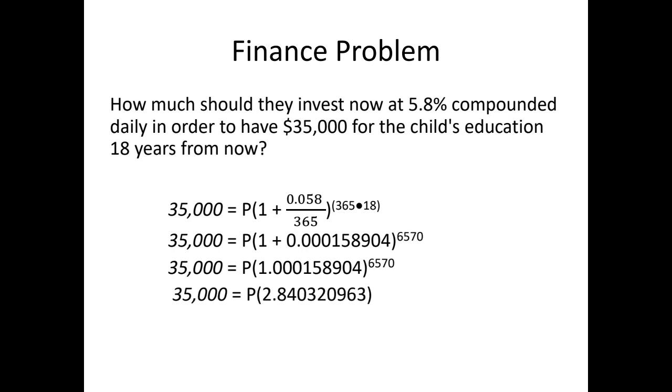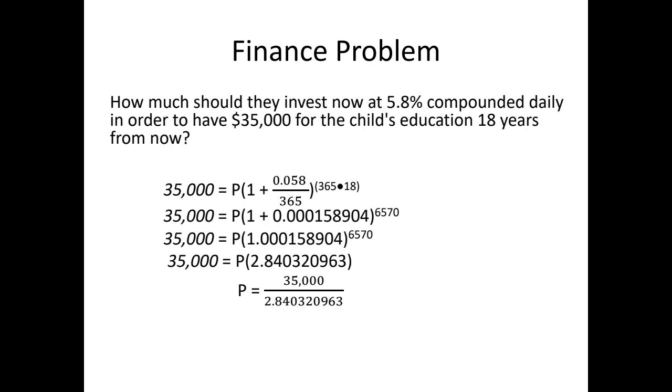And now to solve for P, I'm just going to divide by this value on both sides. And I have this. P is equal to 35,000 over this value here. And when I do the division, again, the couple should invest $1,322.55 now. That way, they can have $35,000 18 years from now without them having to put any more money in it. Okay. All right.